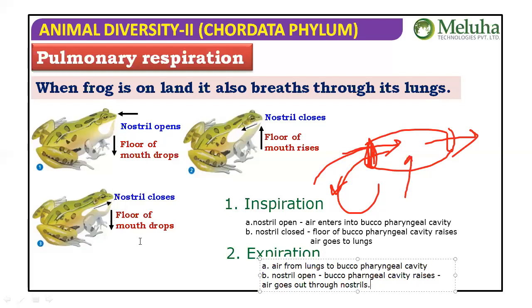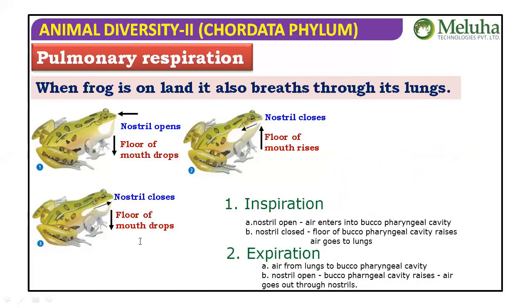Okay, so that's it. Without the glottis issue, I'm explaining this because I should follow the text here. Inspiration: nostril open, air enters into the buccopharyngeal cavity. Nostril closed and glottis is open. Floor of buccopharyngeal cavity raises and air goes to the lungs.